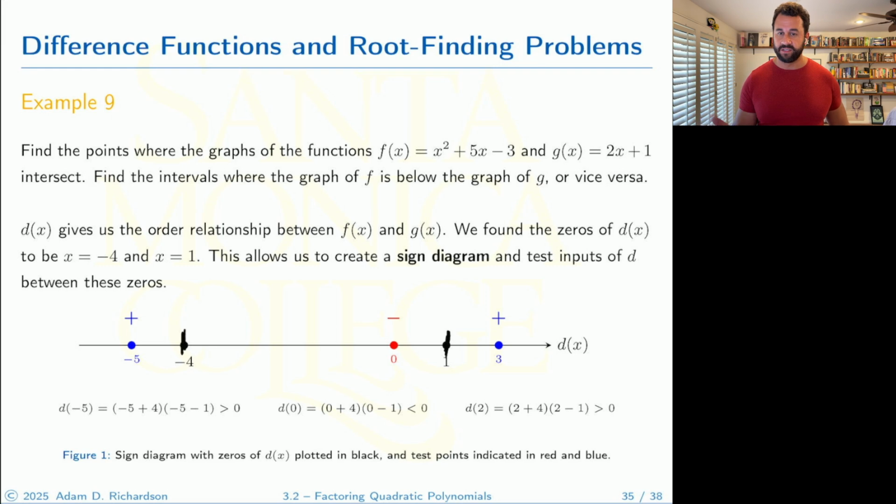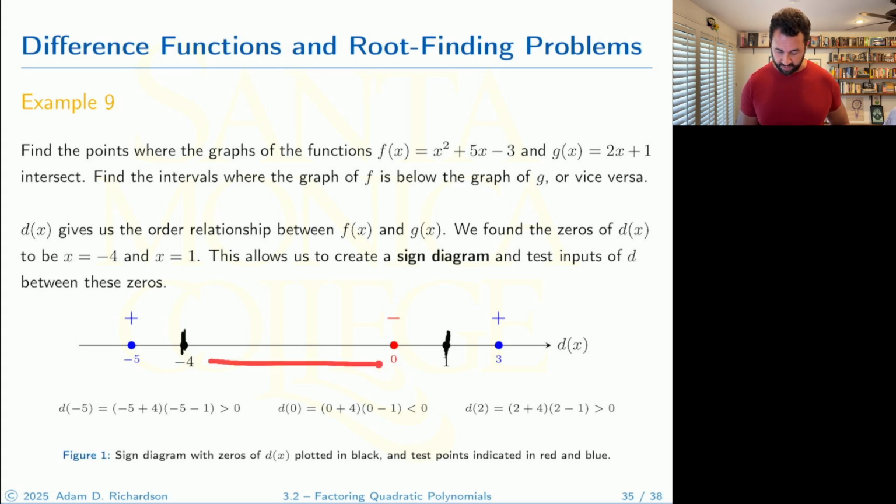On all sides of these 2 points, I should say. And when I say test values, I mean test in d of x. So pick any point you want to the left of negative 4 and plug it into d of x. I picked negative 5. D of negative 5, I plug it in, and I get a positive number. So that means that this has to be true. So that means f is above g on that interval, f of x.